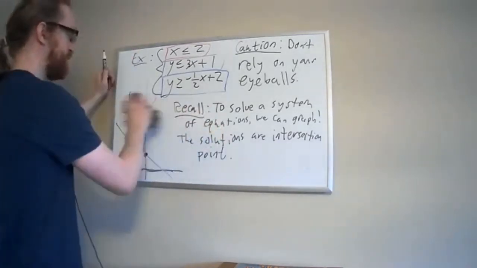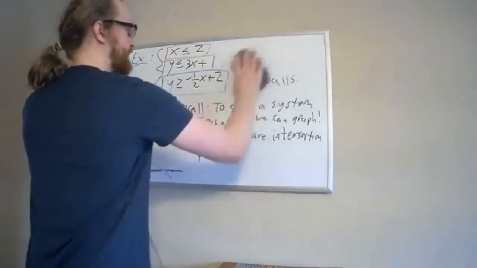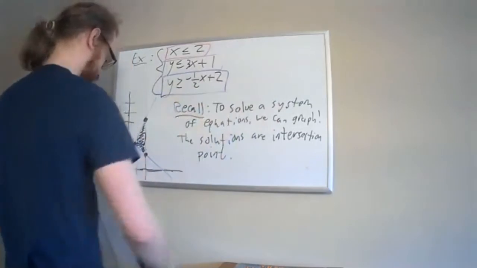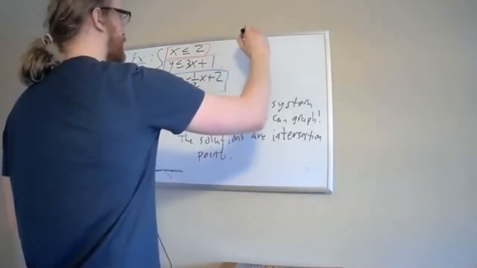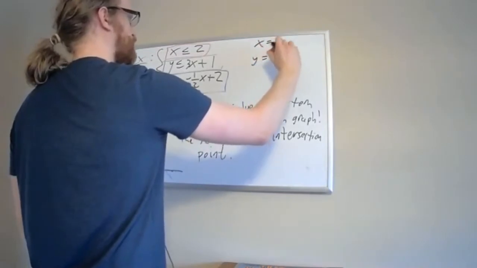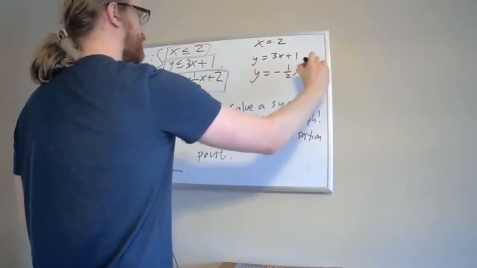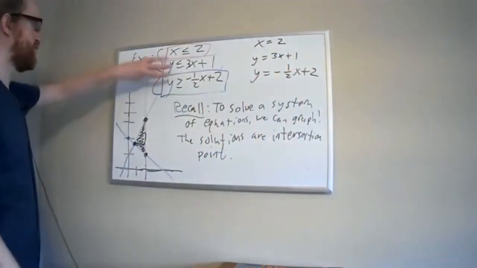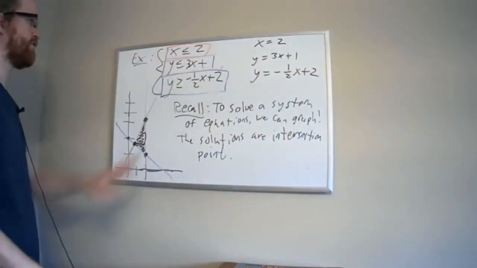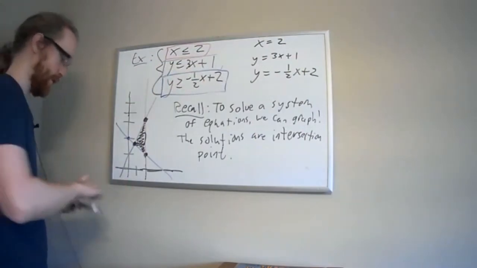So let me demonstrate on this example. We have our inequalities, which means we have our equations. Just to remind you which equations we have, I have x equals 2, y equals 3x plus 1, and y equals negative 1/2 x plus 2. Again, just changing the inequalities to equalities, these were the equations that we graphed to get the lines.